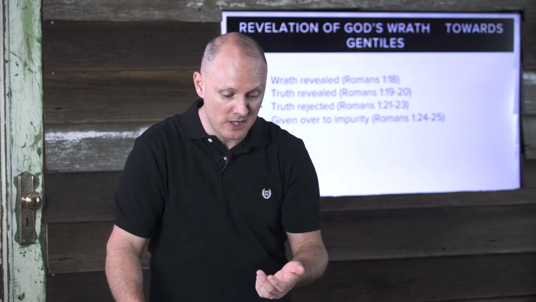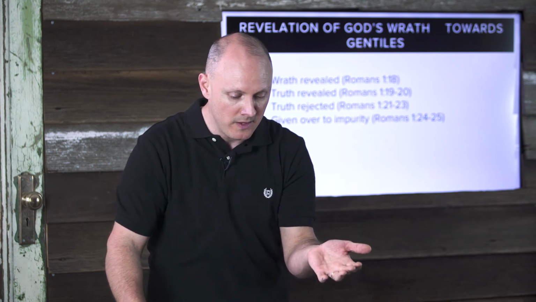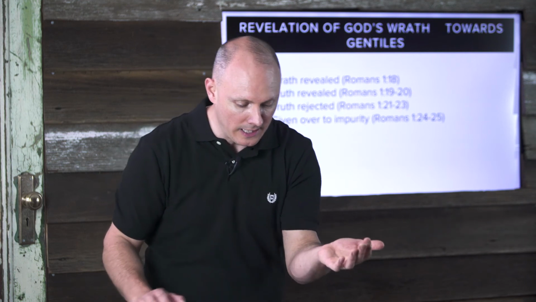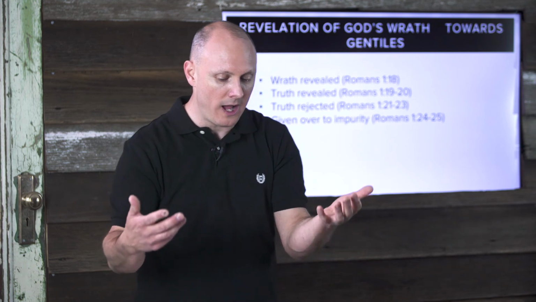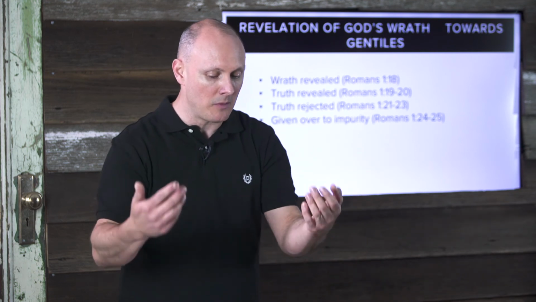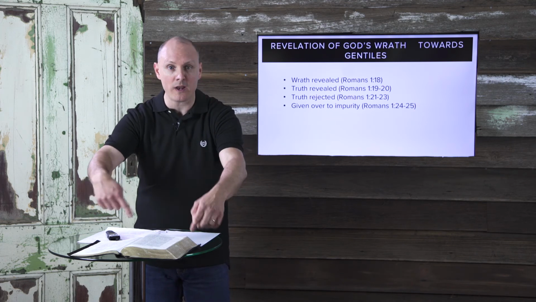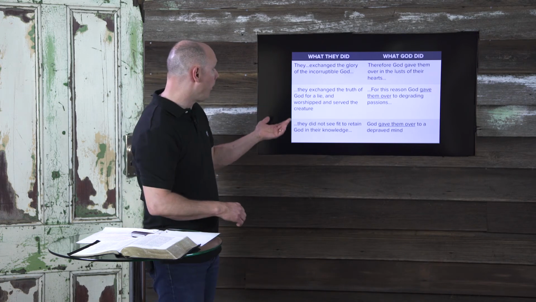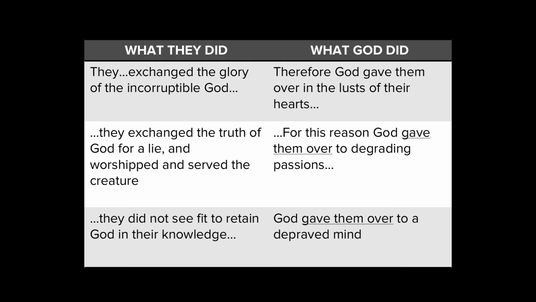Their women exchanged the natural function for that which is unnatural. Men abandoned the natural function of the body and of the woman and burned in desire towards one another. And so you have homosexuality coming out of this rejection of the knowledge of God and man in a moral downward spiral. In fact, I want you to catch this, the way Paul lays this out. He talks about what they did and what God did.